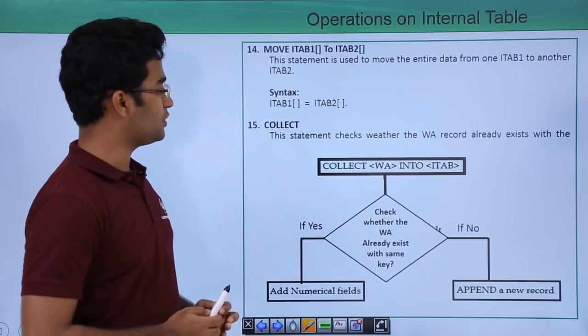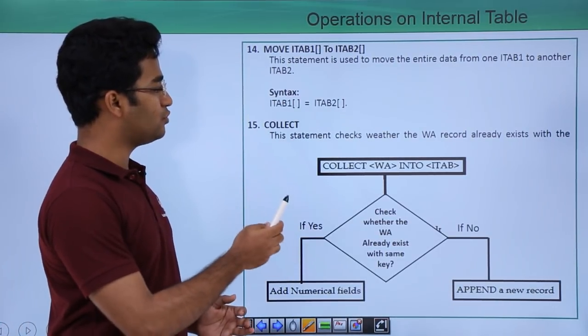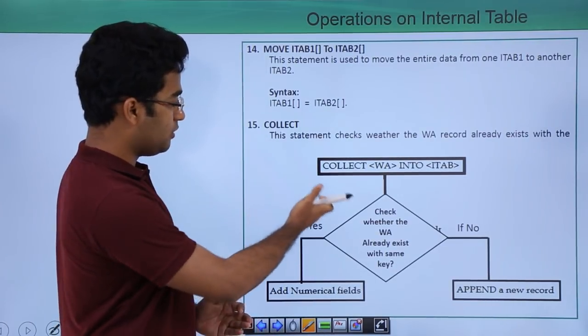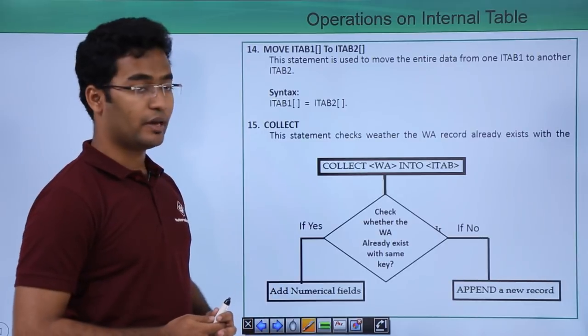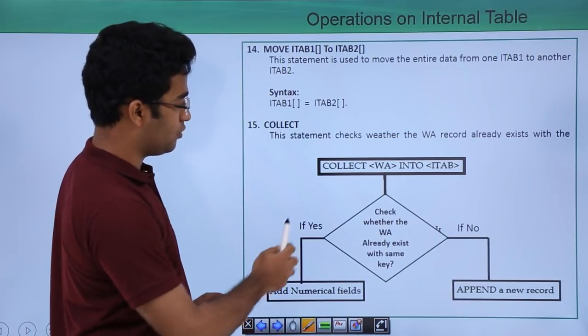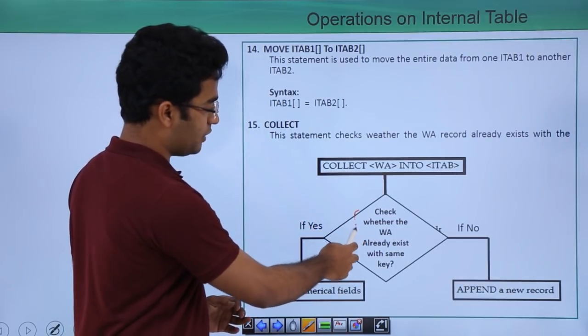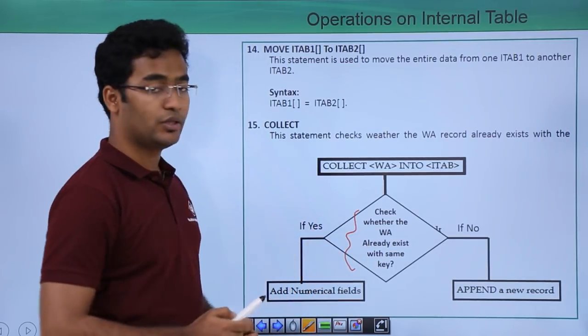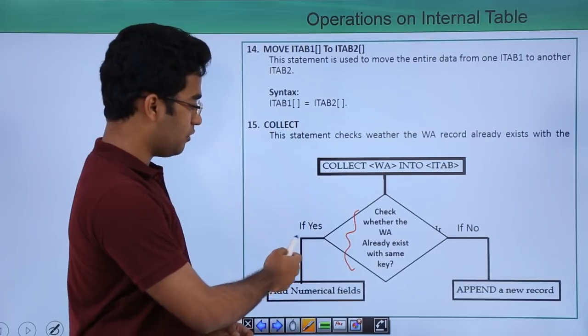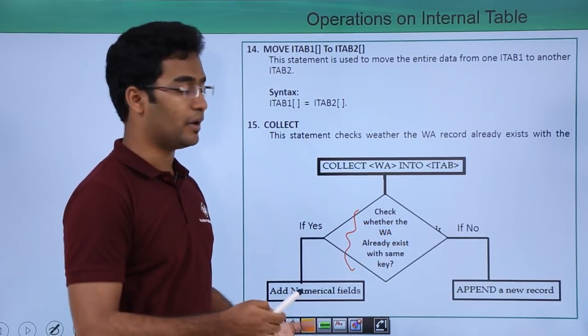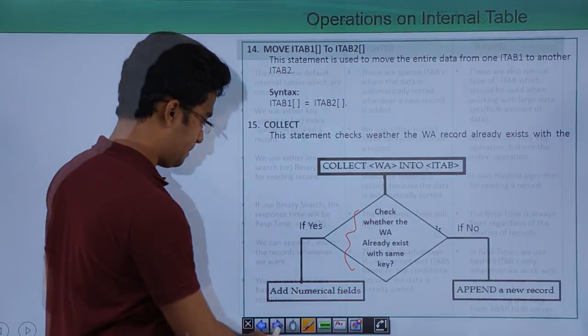Then the collect operation. This statement is used to check whether the work area already exists or not. With this particular flowchart we make it understand. So, collect work area into internal table. We check whether the work area already exists with the same key or not. If it is existing, we can perform some operation. If it is not existing, we can apply some other operations.